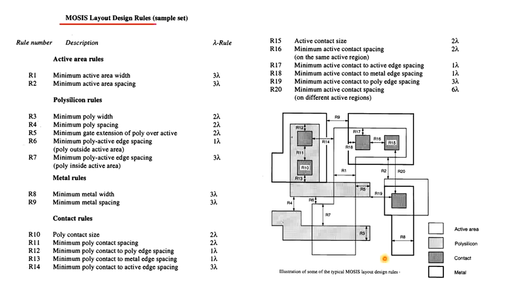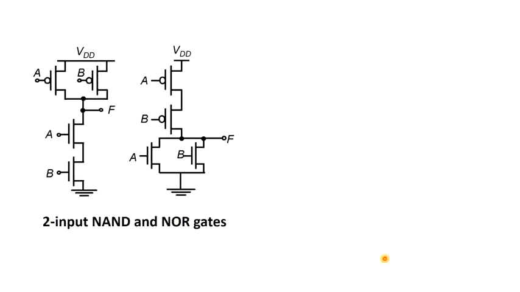So far we have discussed the layout of only a CMOS inverter, where we have one NMOS and one PMOS. What will happen if we have more than one NMOS and PMOS? For example, in the case of a 2 input NAND or NOR gate, as you can see here, for this case, two PMOS are in parallel and two NMOS are in series. However, for this case, two PMOS are in series and two NMOS are in parallel.